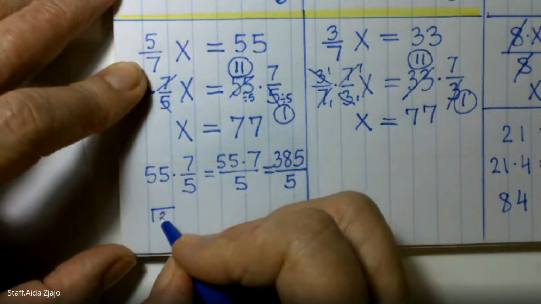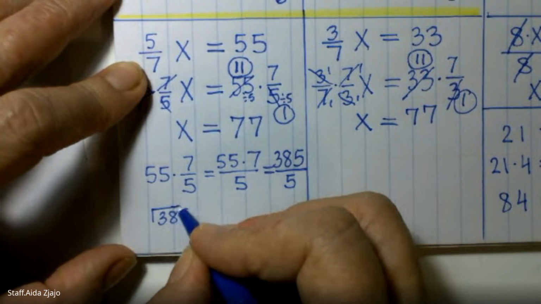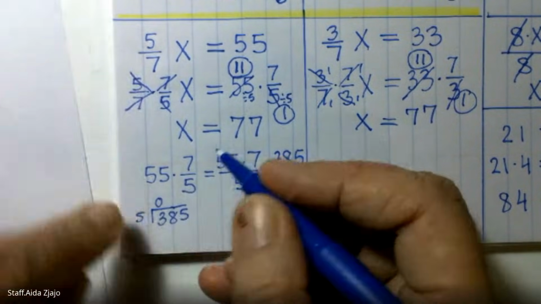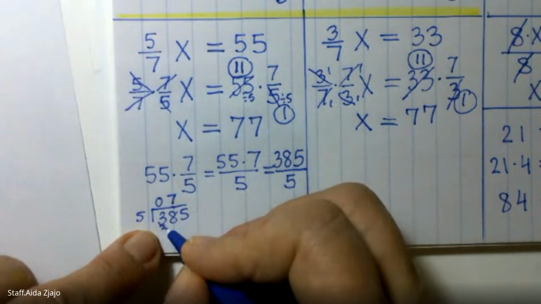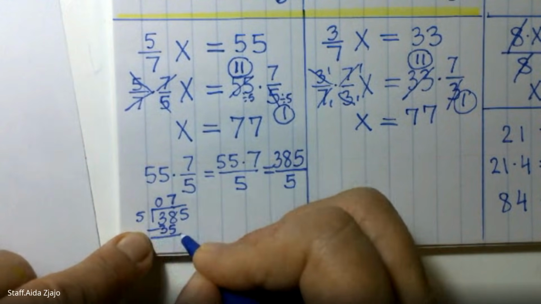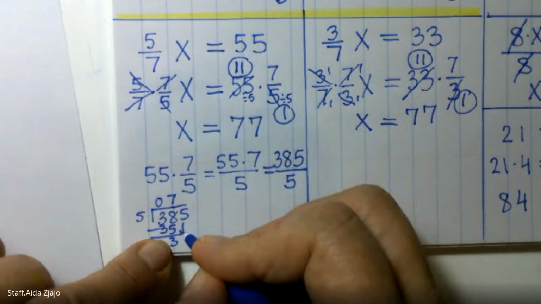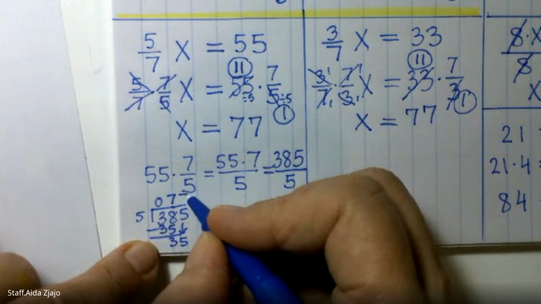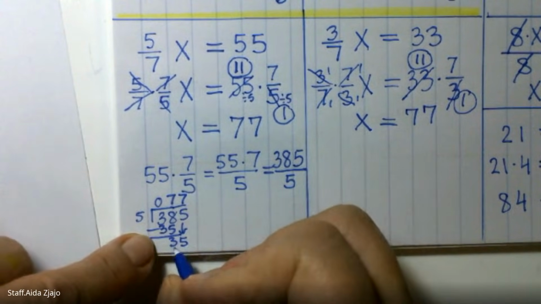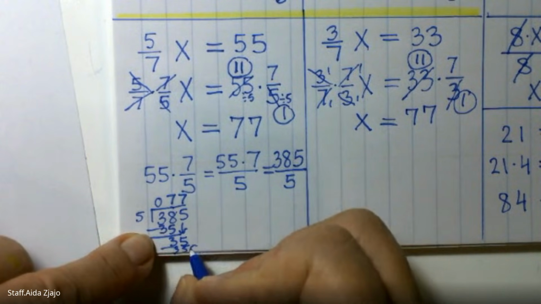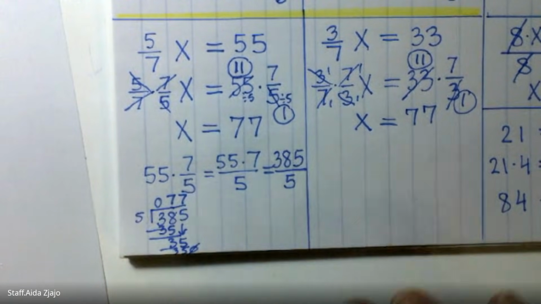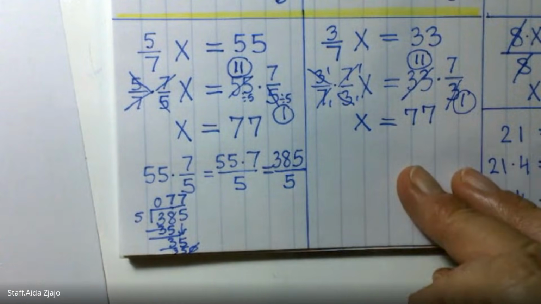So it would be 385. You can say that 5 goes into 35 seven times, 5 times 7 is 35. When you subtract, you get 3 left. Bring down the 5. Again, 5 goes into 35, 7 times 5 is 35. When I subtract, nothing is left, and my answer is 77. So you can do it that way on the other side as well.